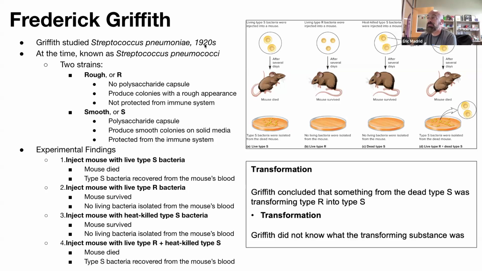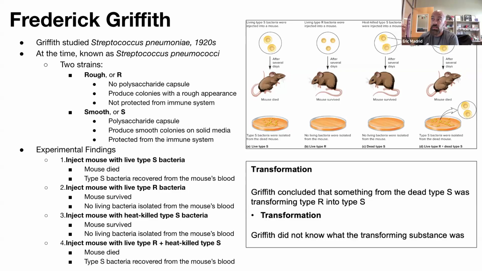This is in the 1920s, and he's trying to understand how pneumonia works. He's got this organism, Streptococcus pneumoniae, and this is what causes pneumonia. He's got two different versions of pneumonia: a rough strain, the R strain, and a smooth strain, the S strain.